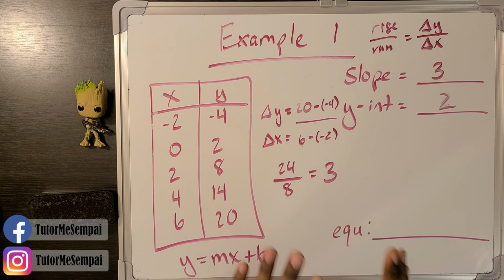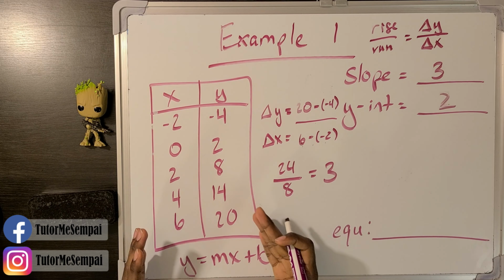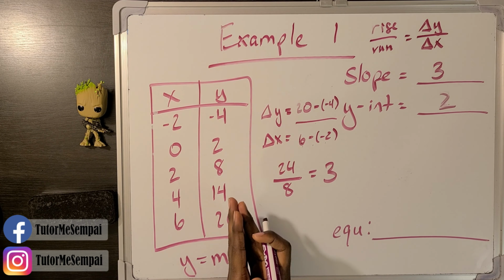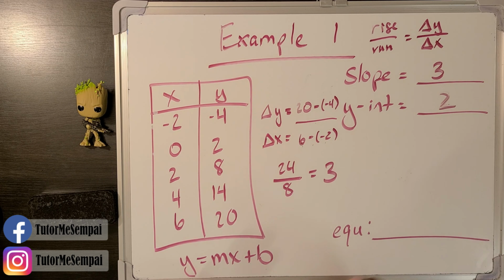Unlike a graph where you could choose the wrong point because you have to end up guesstimating, you don't have to worry about that when you have a table full of points. So now that we know our slope and our y-intercept, let's plug them both into our slope-intercept form in order to create our linear equation.